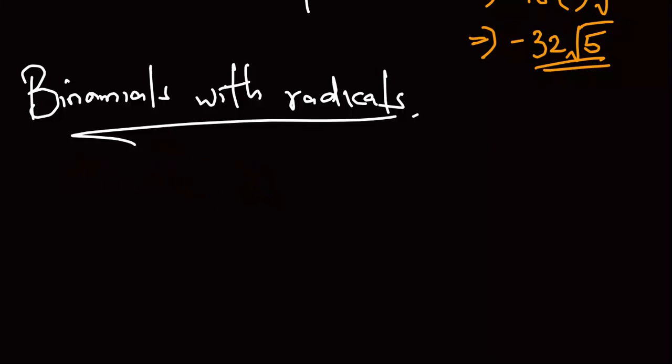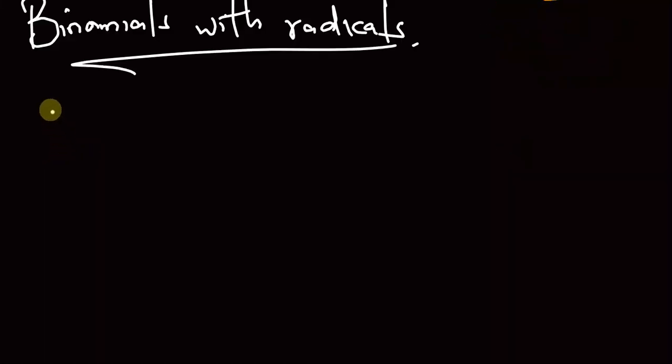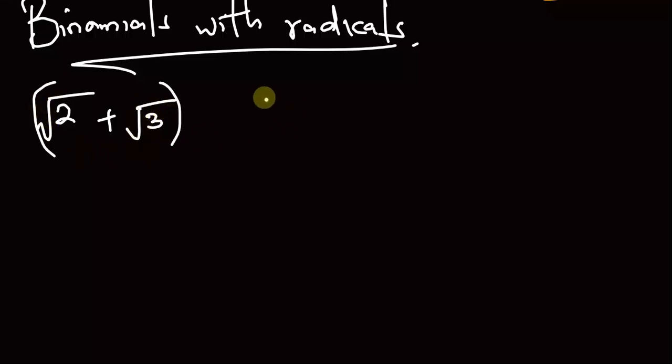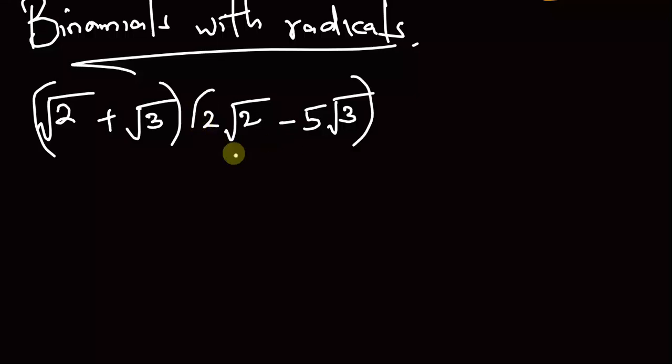Our first example, let's start with the negative 2. In positive, let's put it as positive. So 2, and it is a root, plus root over 3. We put that inside the bracket. We are multiplying it with the 2 root 2, then minus 5 root 3. Yeah, we want to solve this. This is a binomial with a radical.